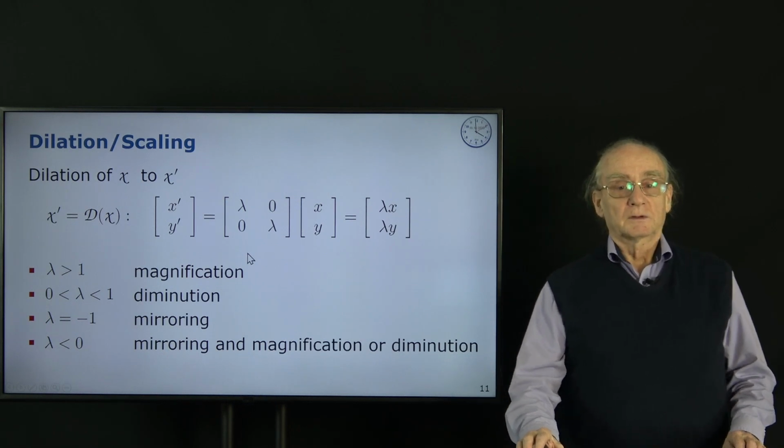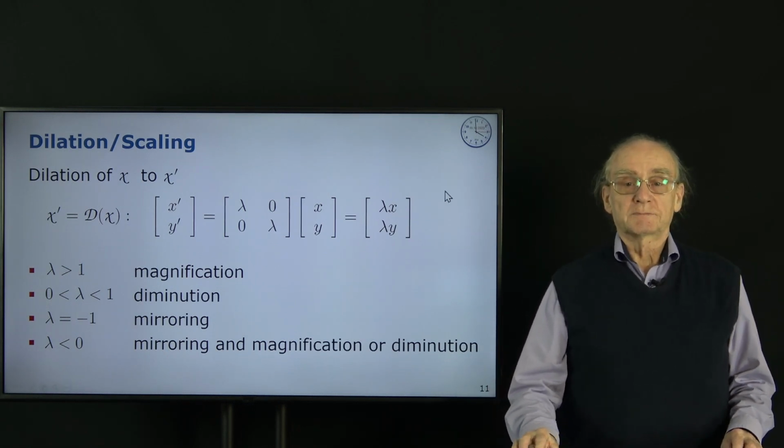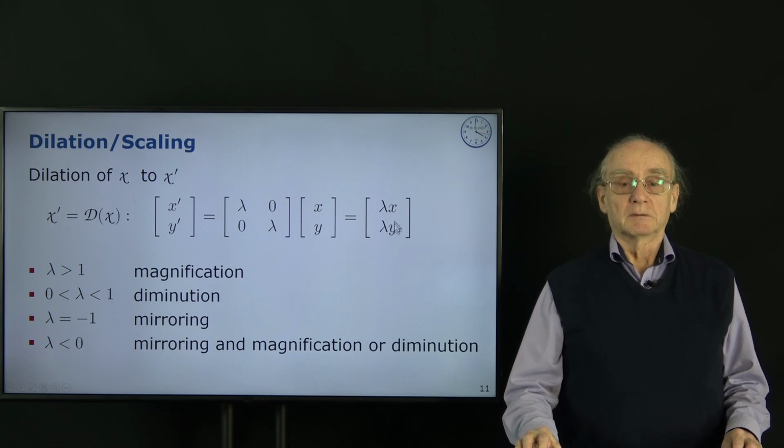The third transformation is dilation or scaling. So you just multiply the coordinates by some factor, lambda, here.